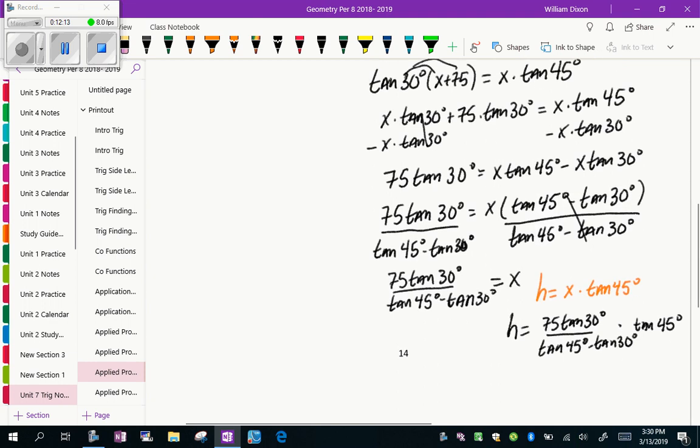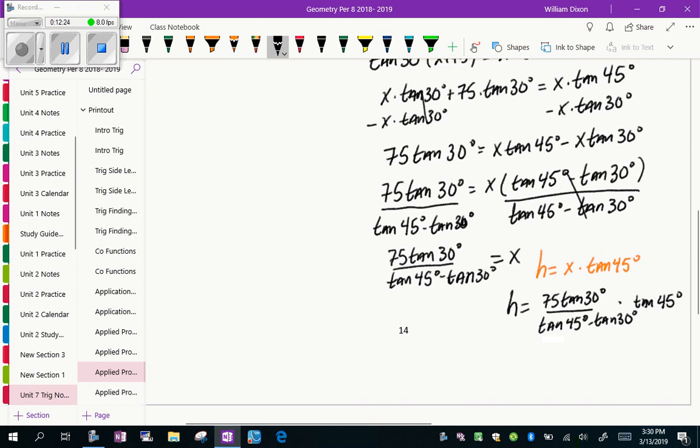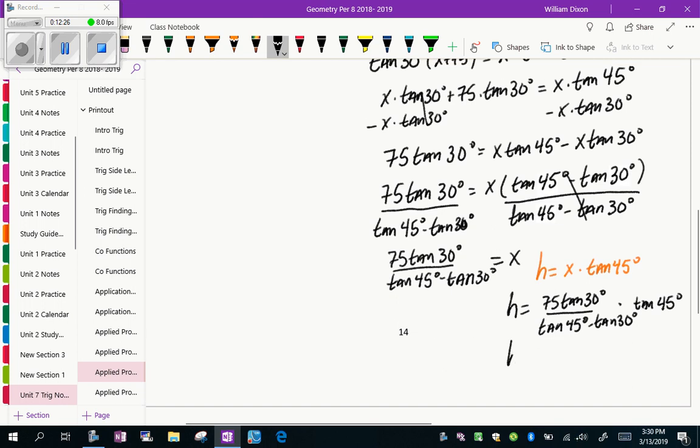Okay, now be careful, you can plug that in your calculator. Make sure that you're using parentheses for this side of the equation. And when you do that, you should get the value h equals 102.45. And if we round, the height of the lighthouse is 102.